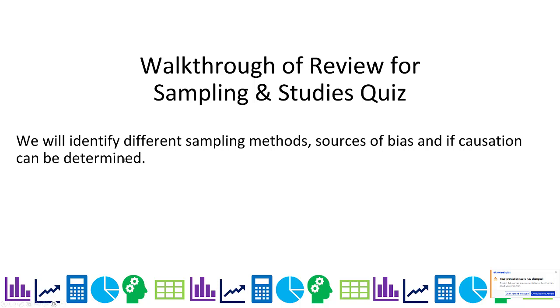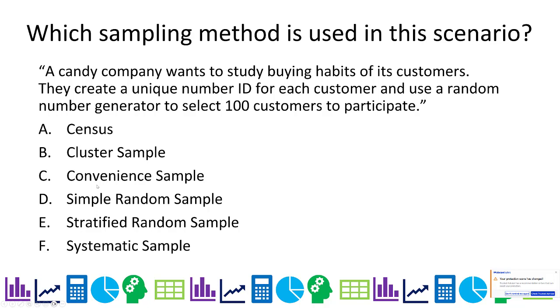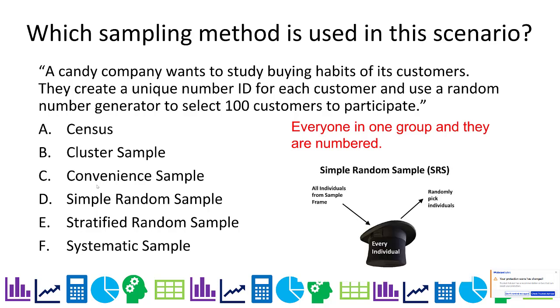All right, we'll walk through the questions now for sampling and studies for your quiz. So which sampling method is used in this scenario? So we're primarily looking at a candy company and they want to study buying habits of its customers. In this question, they create a unique number ID for each customer and use a random number generator to select 100 customers to participate. So everyone's in one group and they are numbered. So anytime you see a random number generator for labeling or identifying everyone, it's basically the simple random sample.